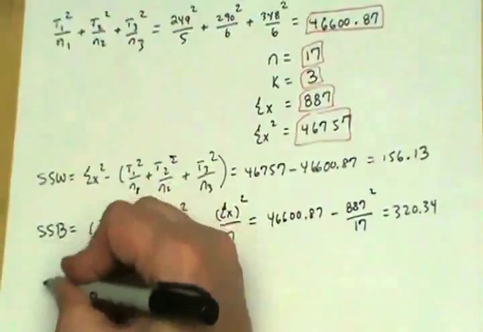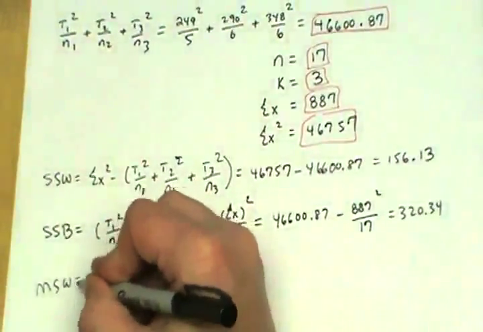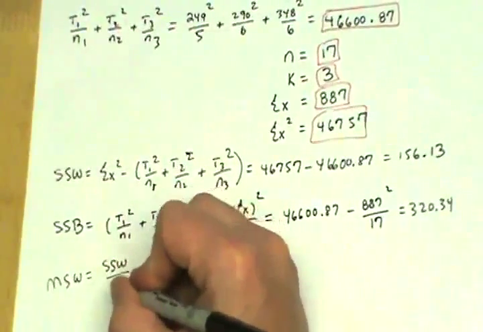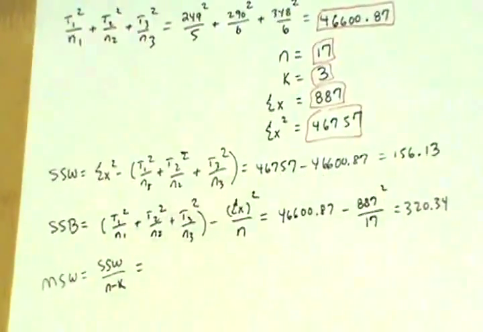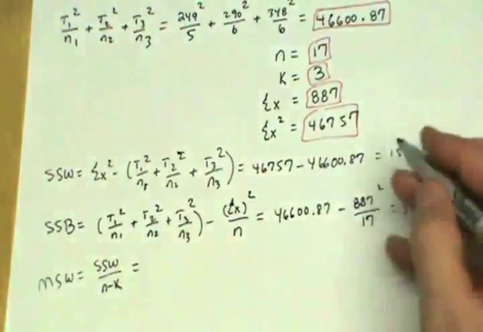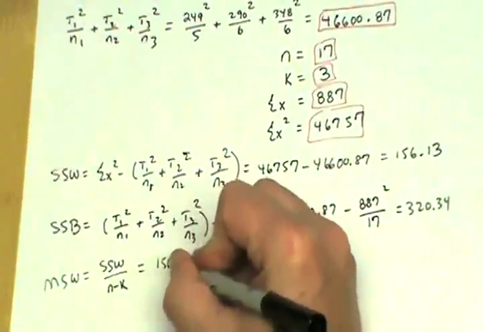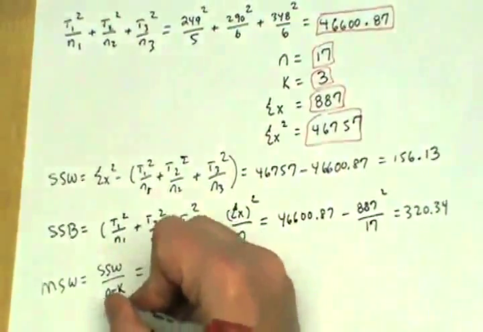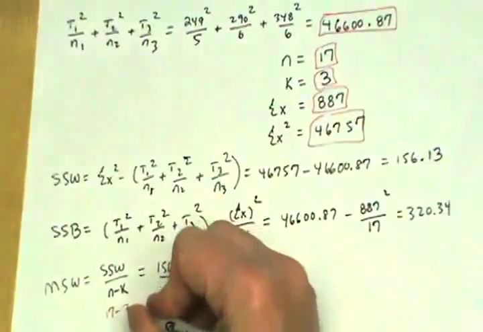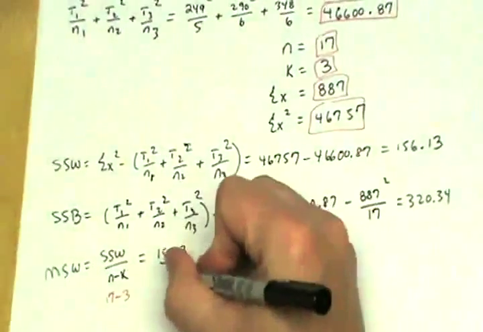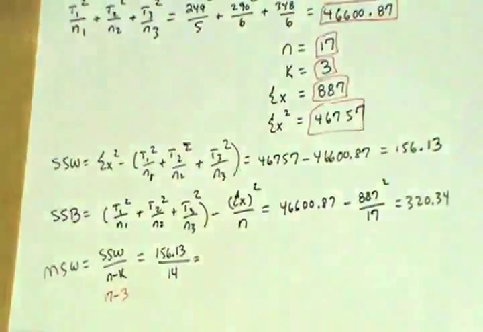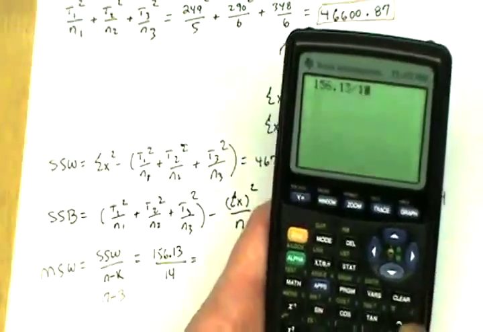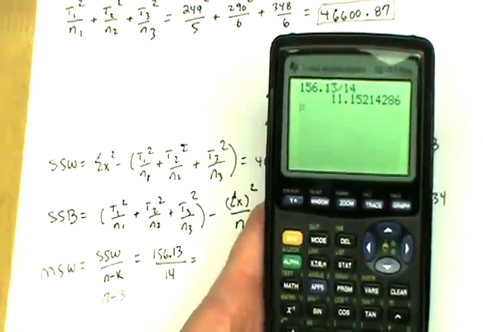Next up, we need MSW. That's SSW divided by n minus k. All right, we found SSW, 156.13. N again is the number of data, which is 17. And we're going to subtract the number of categories, 3. That's going to give us back a total of 14 for our denominator. And we're going to take 156.13 divided by 14, which is 11.15.